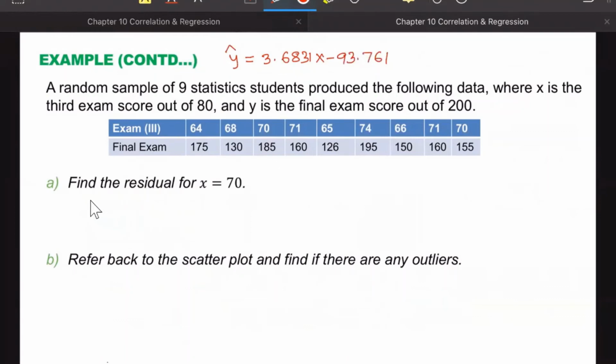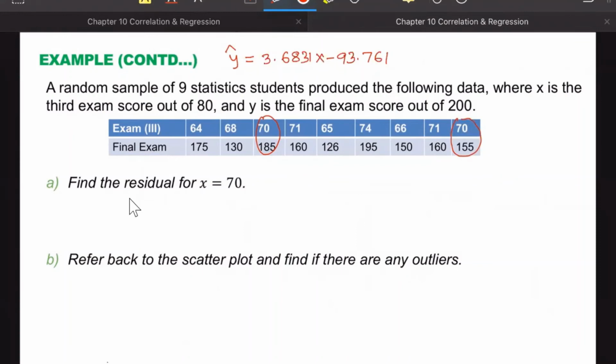Now, look at this one. The next question we are asked is to find the residual for 70. For 70 in the problem, they have 185, and for 70, they have 155. There are two data values there. Two observed values are there, so we'll have two residuals also.